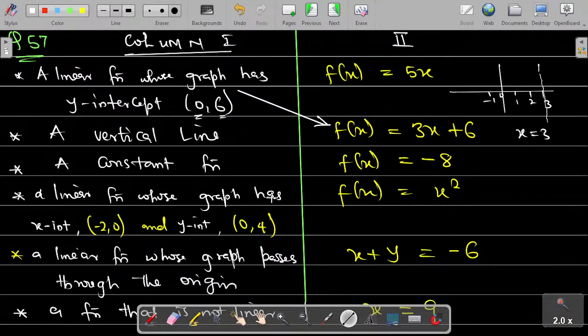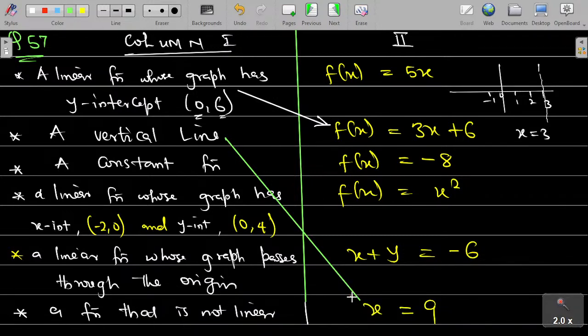And so we can see the only function here that has x equal to something is x equal to 9. So we can draw, let me use green there, our vertical line to come and meet this one. This is the only vertical line that we have there. All right, and then we can put an arrow there. Okay, so that's that for that one.